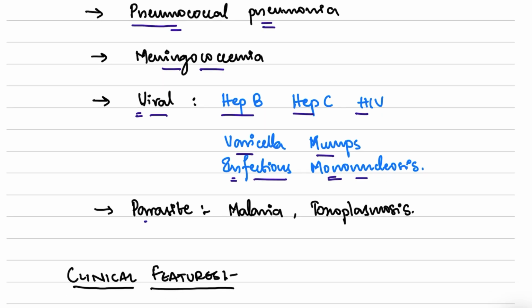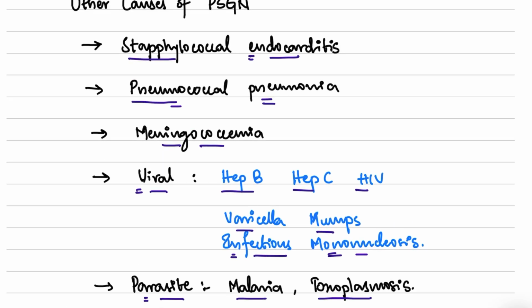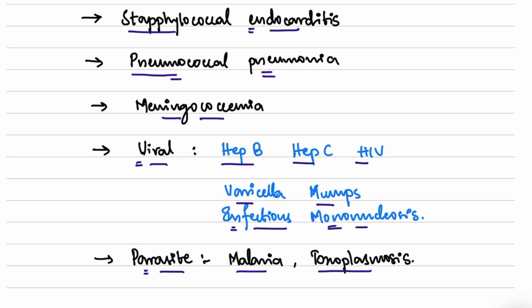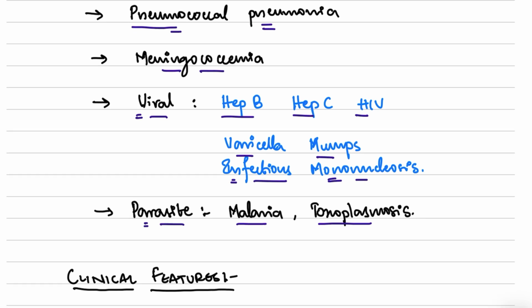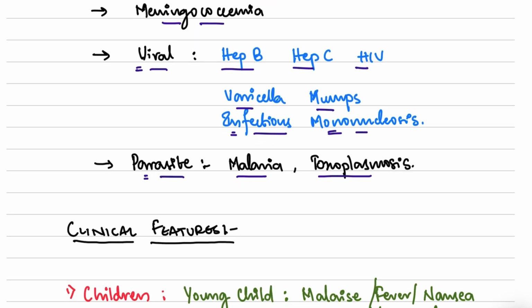In terms of parasitic infections, we have malaria as well as toxoplasmosis. So you cannot just say that it is due to post-streptococcal infection of the pharynx or larynx. It can also be due to staphylococcal endocarditis, pneumococcal pneumonia, meningococcemia, and also viral infections such as hepatitis B, hepatitis C, HIV, varicella, mumps, infectious mononucleosis, and some of the parasitic infections such as malaria and toxoplasmosis.